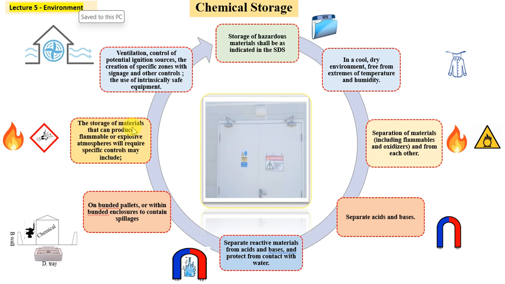Next, the storage of materials that can produce a flammable or explosive atmosphere will require specific controls, which may include ventilation, control of potential ignition sources, the creation of specific zones with signage and other controls, and the use of intrinsically safe equipment. It means we have to provide proper ventilation and paste signage with the chemical name, and we have to separate each chemical.